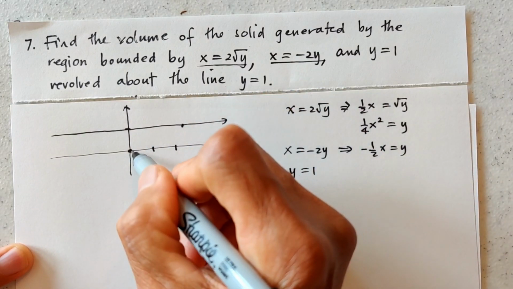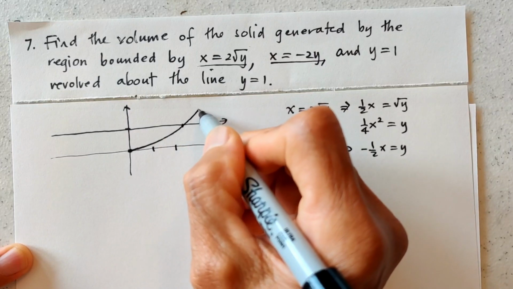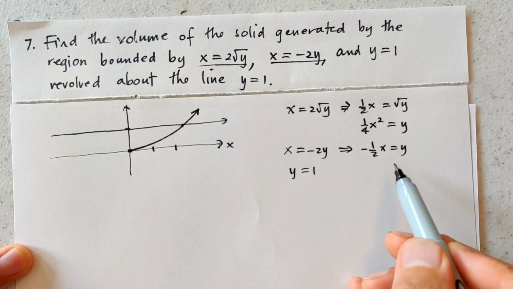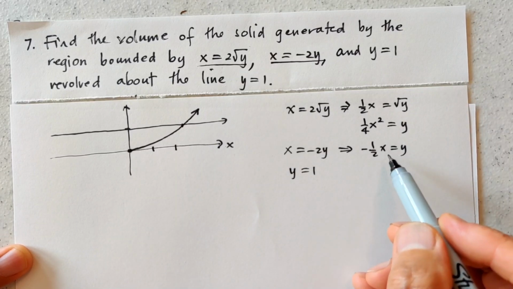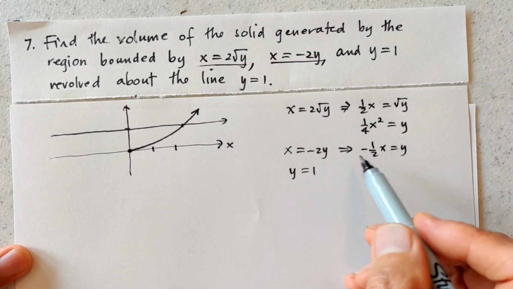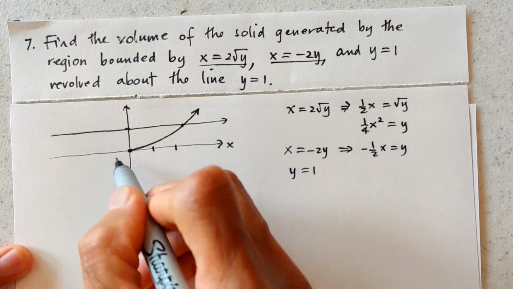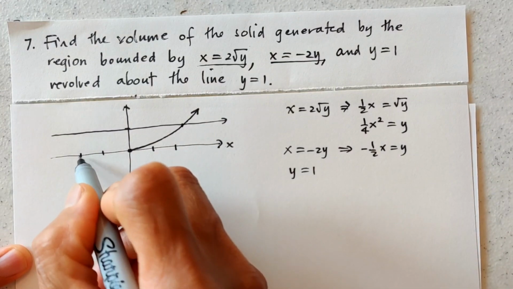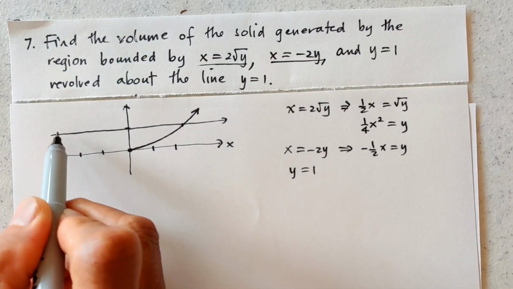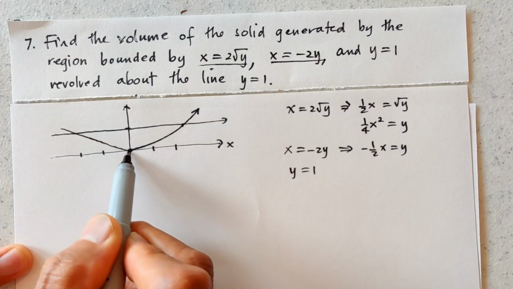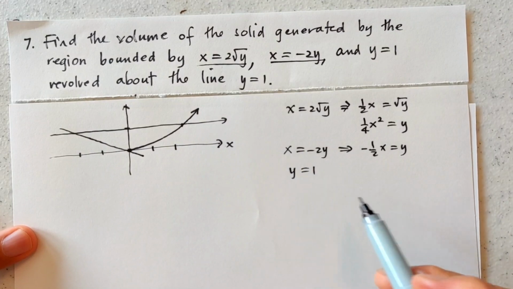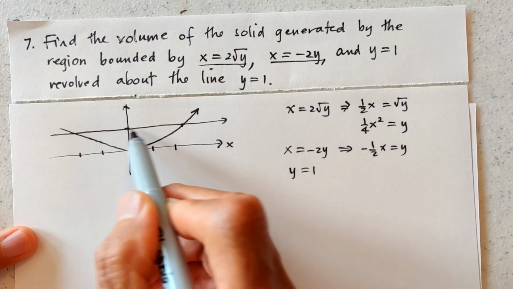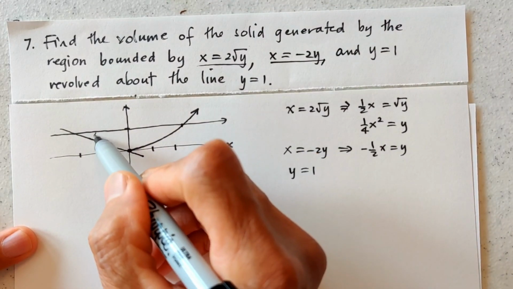So right there. That's a parabola right there. And this one here, if x is 0, y is 0. If x is negative 2, y is 1. So this one is a line. Okay. So the region that we need to revolve about the line y equals 1 is this region.